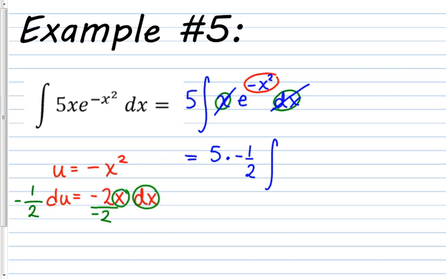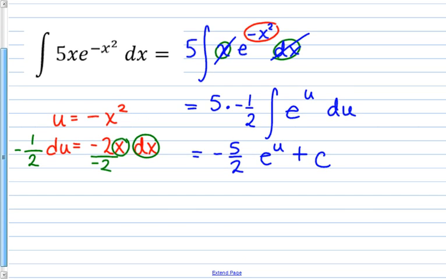So there's the 1/2. Here's the du. And then it's going to be e to the u. All right, so I have -5/2 out here, and then e to the u. So the integral of e to the u is e to the u, and then plus c. Since u was just something that I used to be able to integrate easier, I would put back in what it actually originally was. And u was -x². And there you go. Don't forget the plus c.